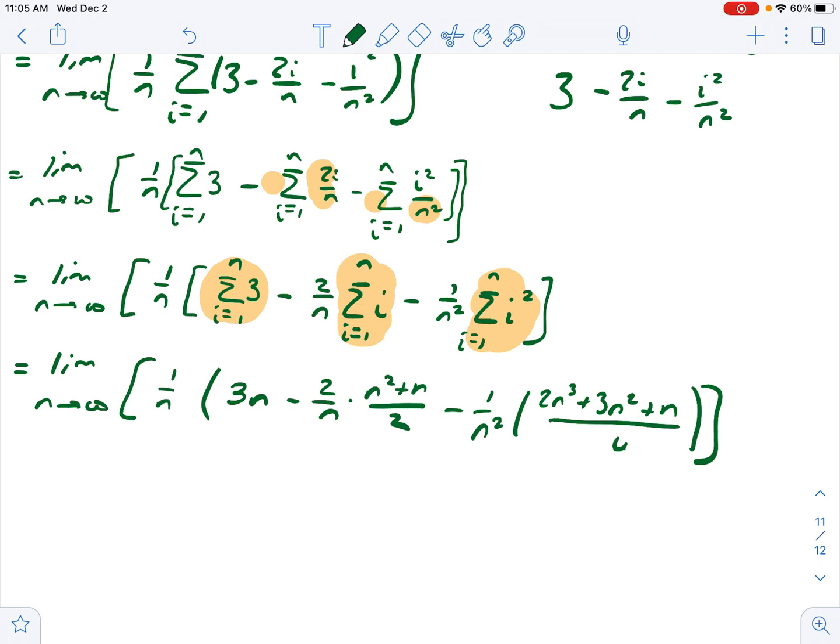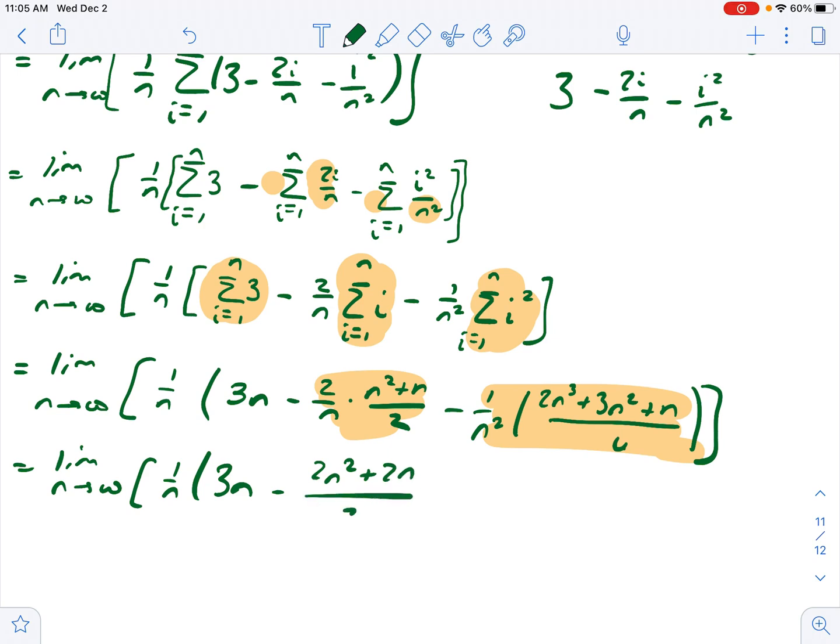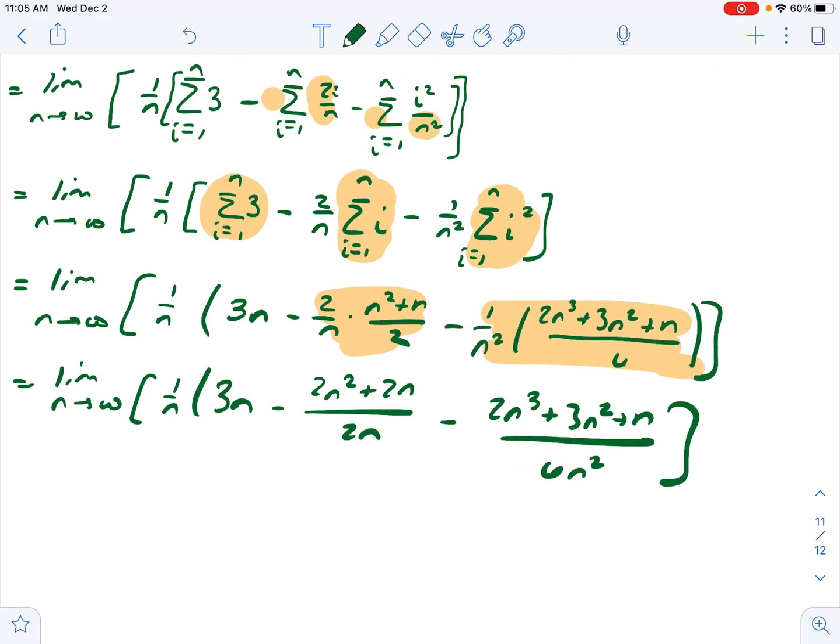All right. Okay. And now we've got ourselves a big old mess. So what should we do? Well, I guess we should work on cleaning it up a little bit. And so that's what I'm going to do here. So I guess I'll leave that. And now I'm just going to clean each of these things up real quick. So we got 3n minus 2n squared plus 2n over 2n, minus 2n cubed plus 3n squared plus n over 6n squared. And I'm going to go ahead and redistribute the 1 over n back into everything.